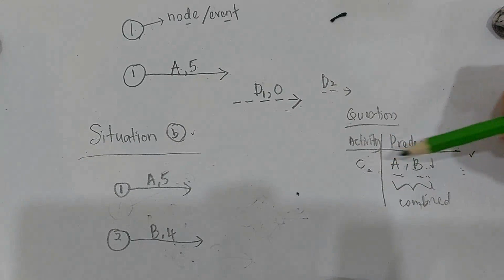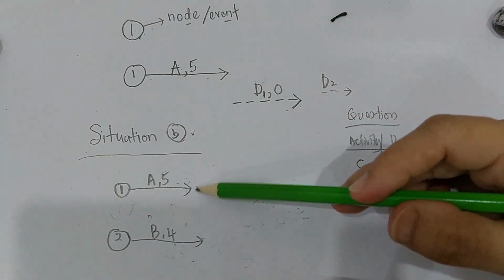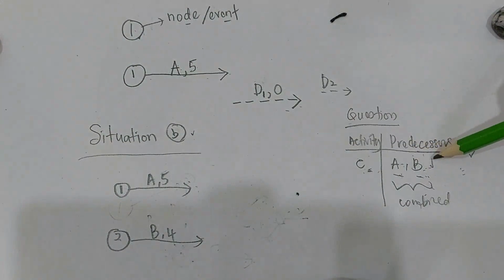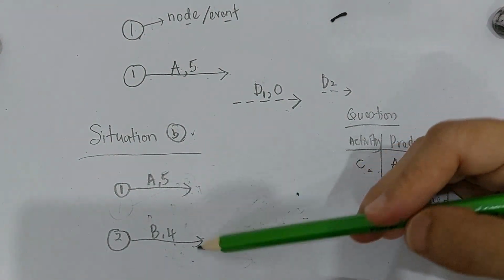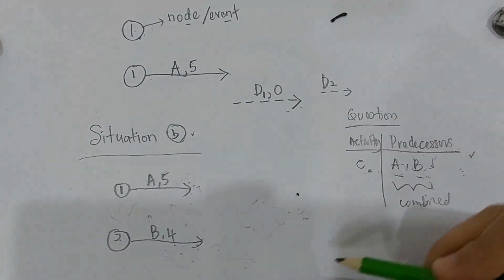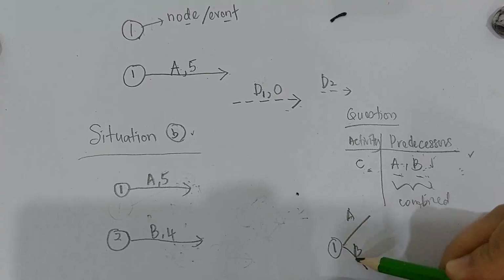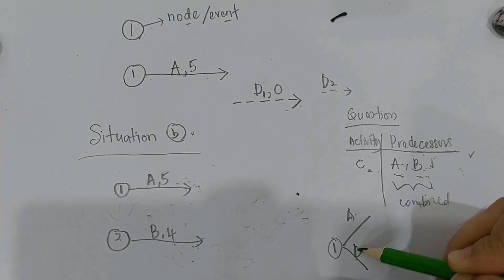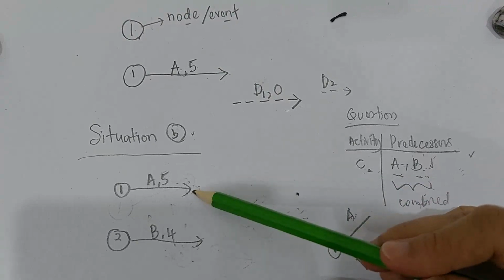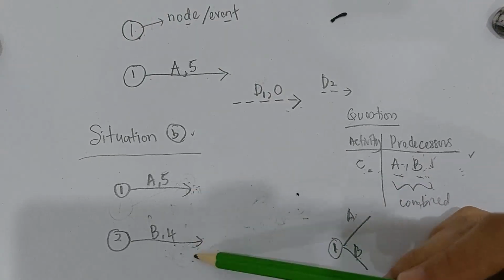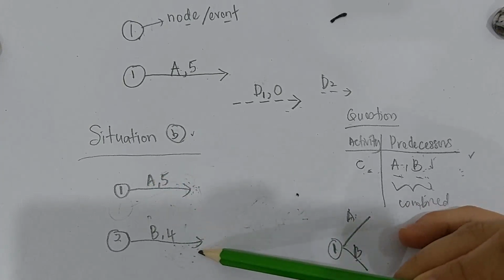So how to combine A and B in order to draw C? When you see the nature of the predecessors, they come from different places. They come from different events. Just now in situation A, these two come from the same place. But in this situation B, they have different nature. A comes from event number 1, B comes from event number 2.